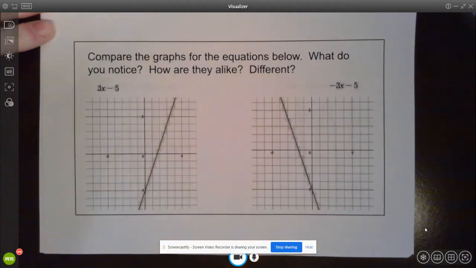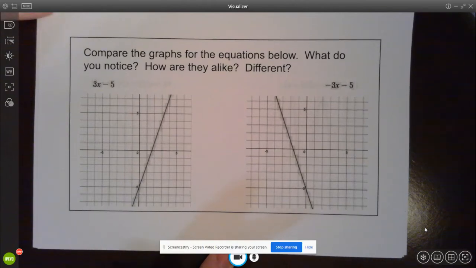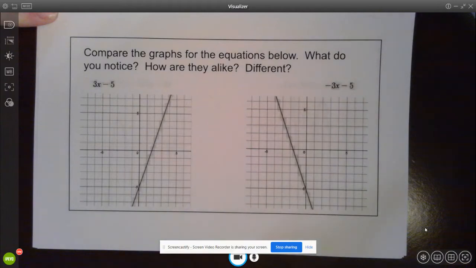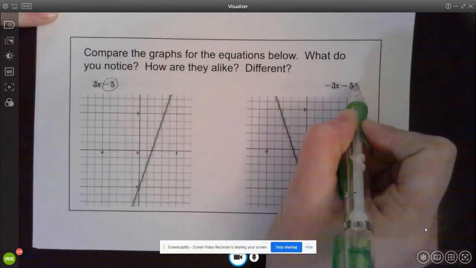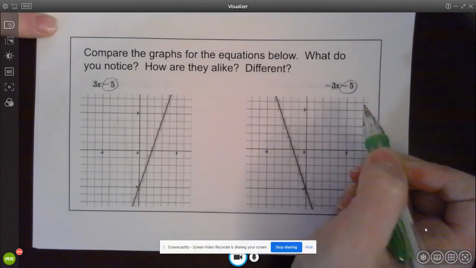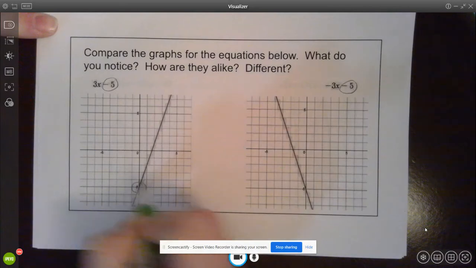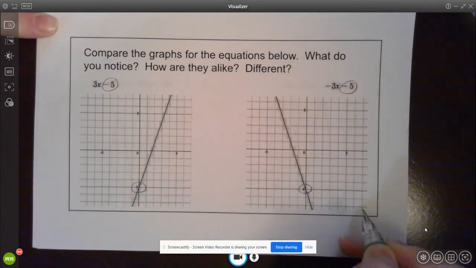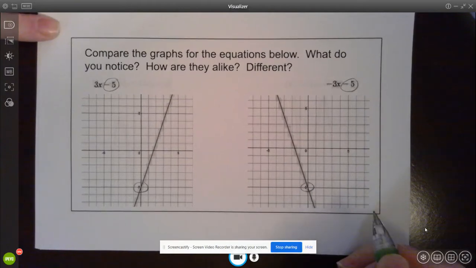We're going to look at how they are alike and how they are different. One thing I notice right away, how they are alike, they both have a -5, which shows up as the y-intercept. So they both have that -5 y-intercept. Another thing I notice is both of these are linear functions.